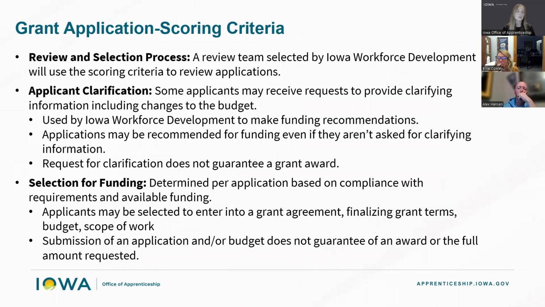Even if the scoring team doesn't reach out for clarification, your application can still be recommended for funding. On the other side, even if you receive a clarification, it does not guarantee a grant award. And then after that, there's the selection for funding. Applicants may be selected to enter into a grant agreement, finalize your grant terms, and work on your scope of work and your budget. And again, I have to note that submission of an application or budget does not guarantee an award or a full award.